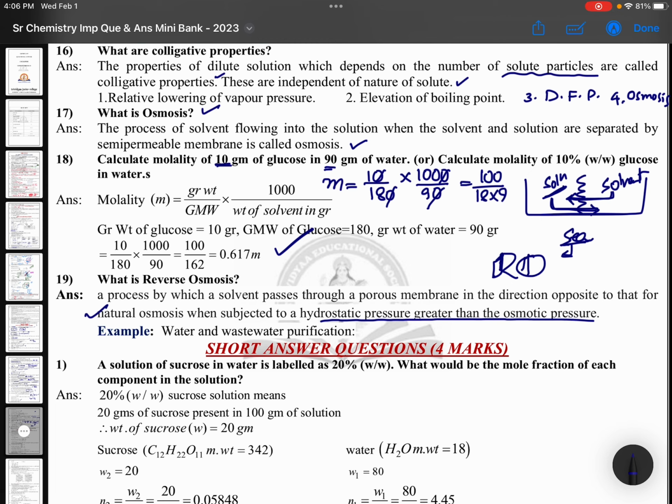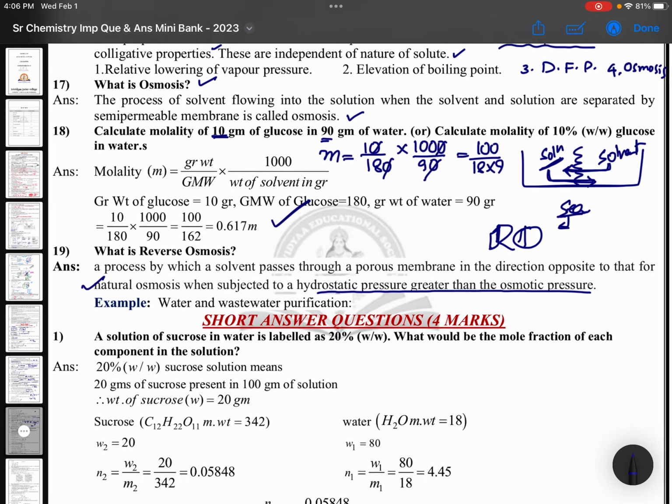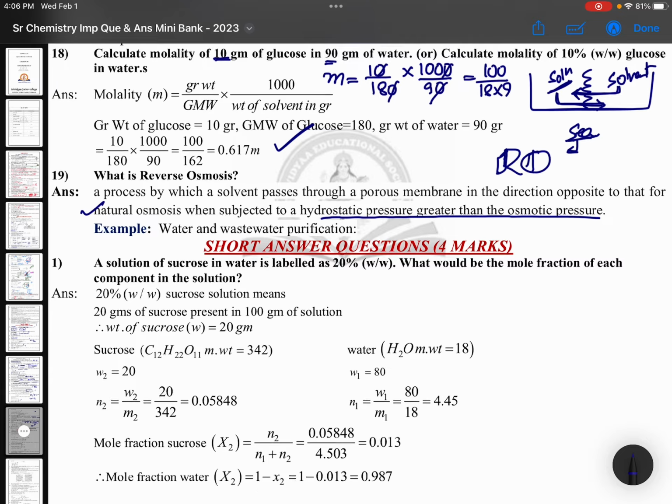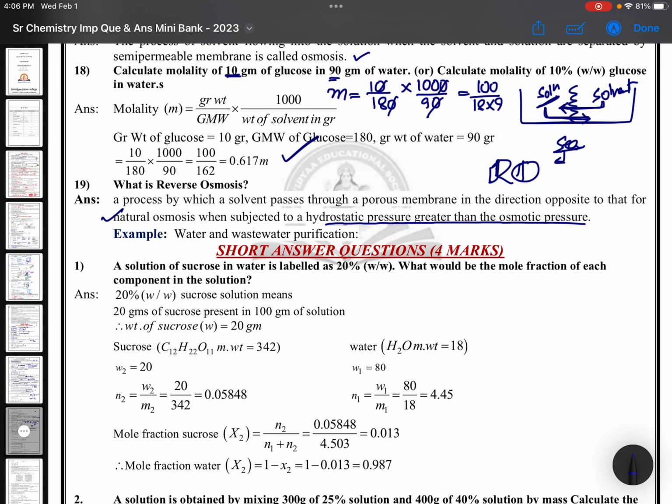Done. चलो अभी आप देख लो, मैं थोड़ी देर में आपसे मिलूंगा फिर से with short answer questions of solutions. Hope आप solid state complete कर दिए. यार अभी देरी मत करो.